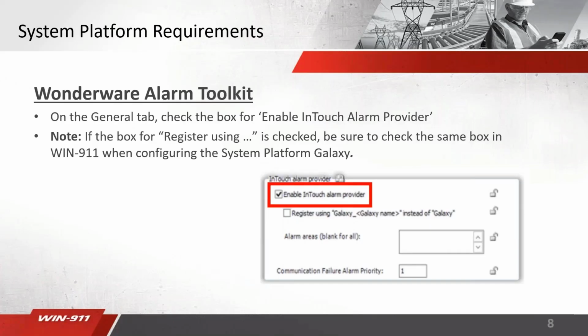And on the general tab, you're going to check the box for enable InTouch alarm provider. You can see that in the red rectangle there. Another note here, the box right under that red rectangle with the register using and then quotes Galaxy_Galaxy name. That's basically just if you have that checked inside your Galaxy settings, there's a matching box that you want to make sure is checked on the WIN-911 side, and we'll show that a few slides down. But just be aware of that. The main requirement is that you enable the InTouch alarm provider.